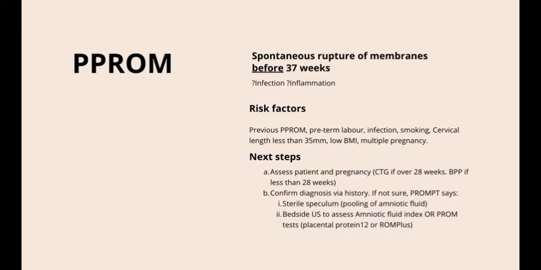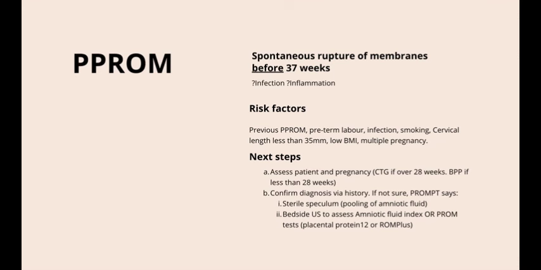Now let's talk about PPROM. So PPROM is another one on the spectrum, but this happens when it's before 37 weeks, the membranes have ruptured, so the water has broken, and there's still no signs of labor, so there's no contractions or cervical dilation. This is thought to have happened because of infection or inflammation, but the real reasons aren't really known.